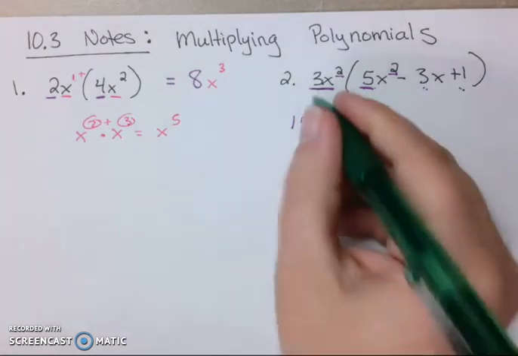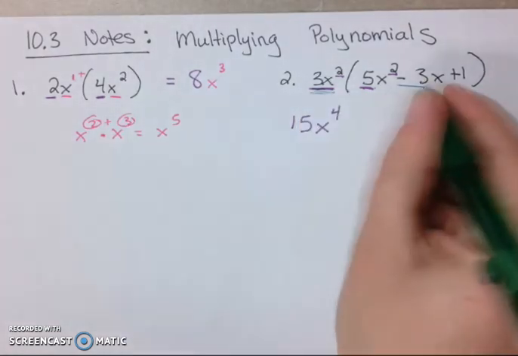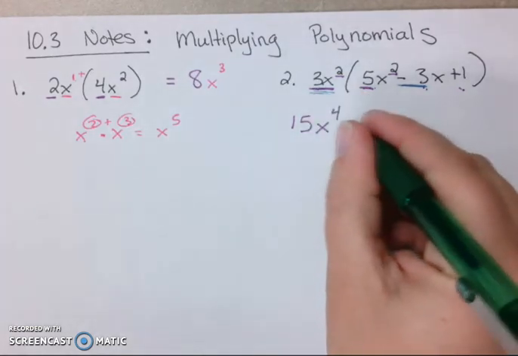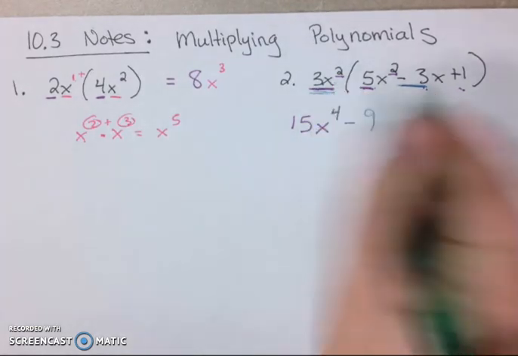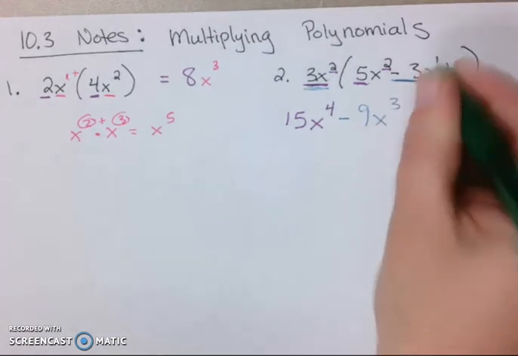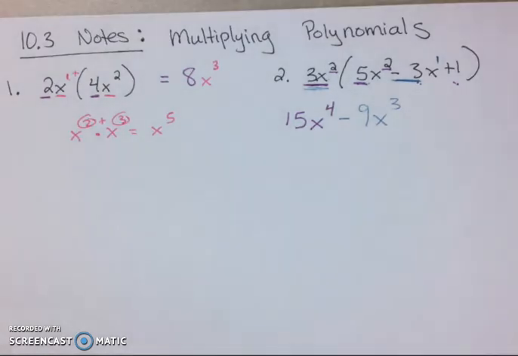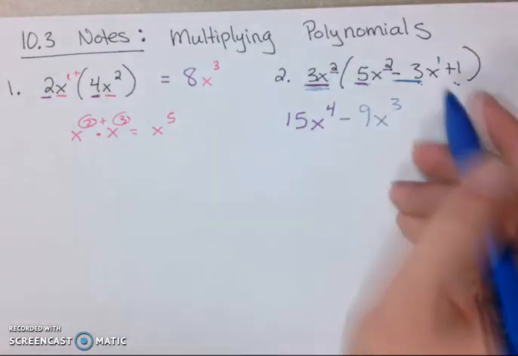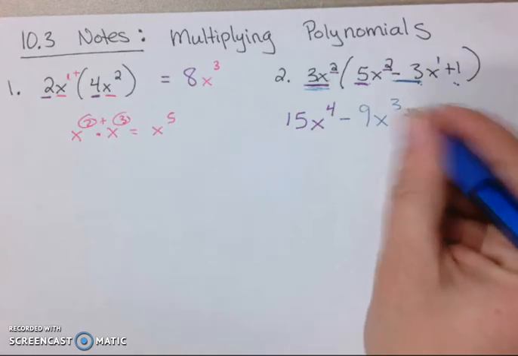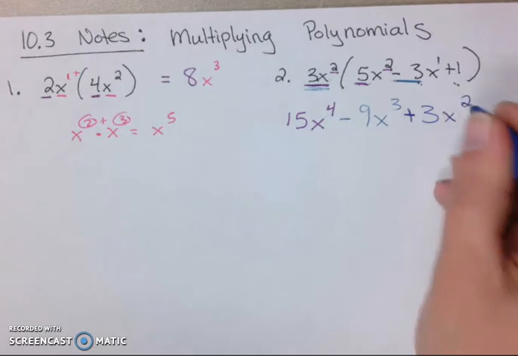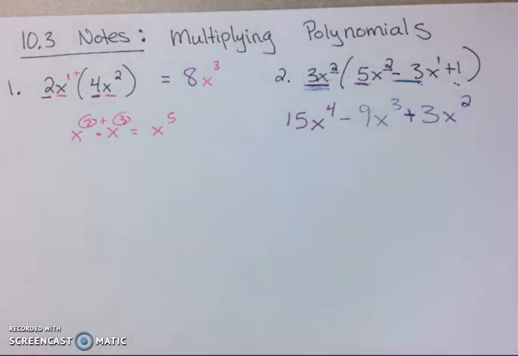And now I'm going to take this times my next number here. Negative 3 times 3 is negative 9. And x squared times x is x to the third, because you add this 1 plus 2. And then finally, I take it times 1. So 3 times 1 is 3. And there's no x here, so that x stays as x squared. It doesn't change. It just stays as x squared, since there's not an x to change the exponent.